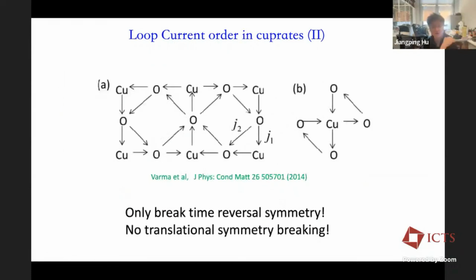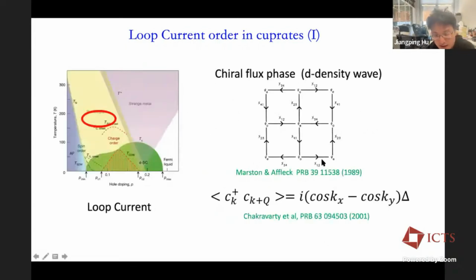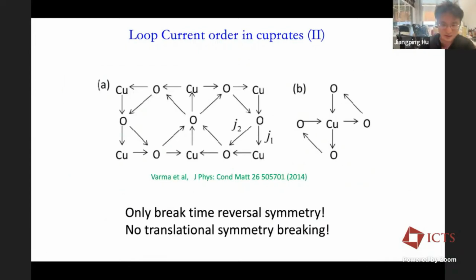There was also a loop current order proposed by Chandra Varma, later, around 2010. His proposal for the cuprates is slightly different from the d-density wave. The d-density wave has everything written on the copper atoms, so the model is reduced to a copper site. But in Varma's proposal, the loop current order is hidden within one unit cell.